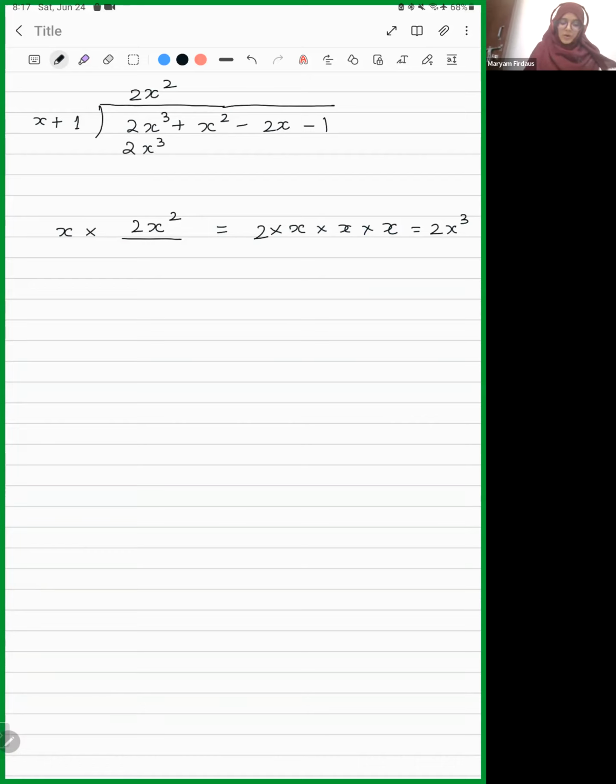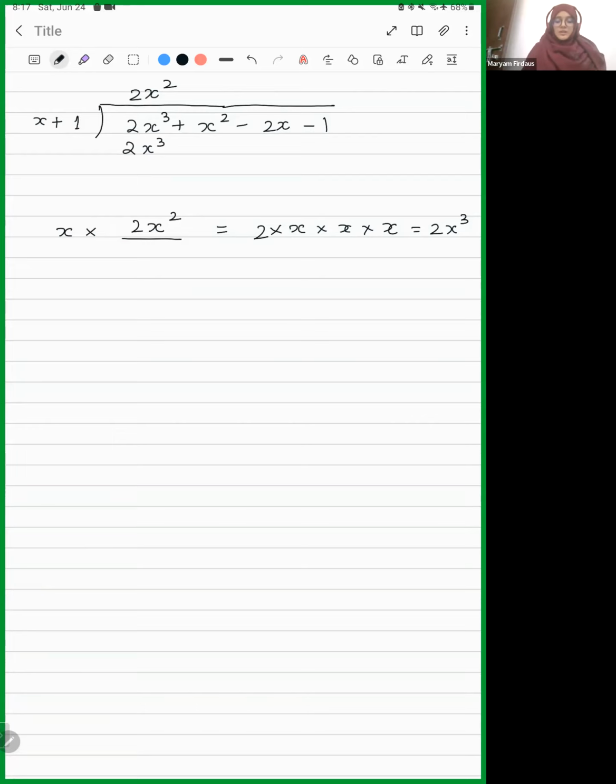Fine. Good. Now, what was the next step? Do you remember? Now we have to find 1 multiplied by 2x square. 1 multiplied by 2x square will be? One multiplied by anything gives you the number itself.